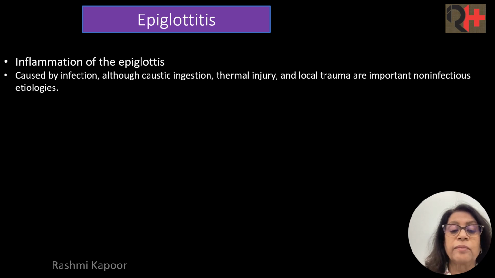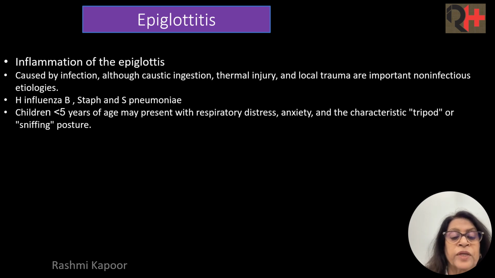It is caused, most of the time, by infection, but caustic ingestion, thermal injury, and local trauma are also important non-infectious etiologies of epiglottitis. It is usually caused by H influenzae B, but Staph and Streptococcus pneumoniae may also be responsible. Children less than 5 years of age may present with sudden respiratory distress, anxiety, and a characteristic tripod or sniffing position, because the child needs to keep his airway open like this.